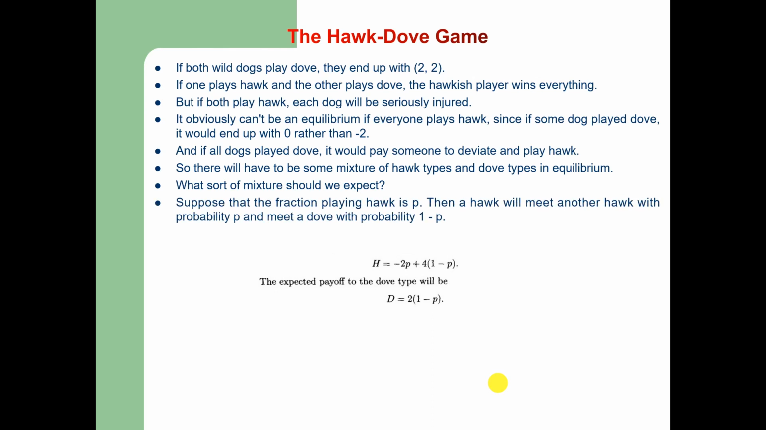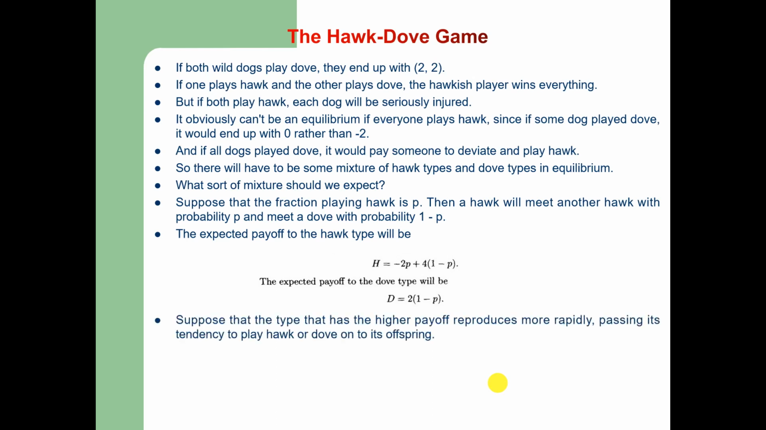Suppose that the fraction playing hawk is given by p. Then a hawk will meet another hawk with probability p and meet a dove with probability 1 minus p. The expected payoff to the hawk type will be given by the following equation. The equation denoted by h shows the payoff of the hawkish player, and the expected payoff to the dovish wild dog is given by d equals 2 into 1 minus p. So this is the payoff of the other player, which is playing dovish.